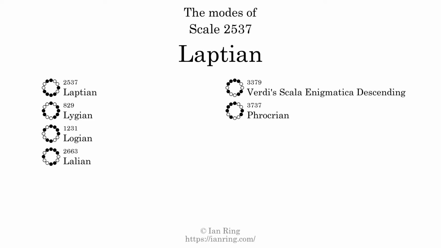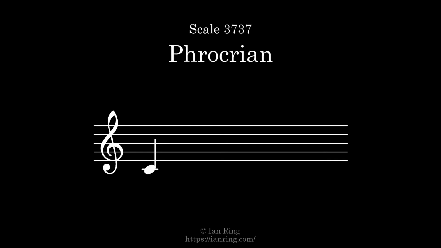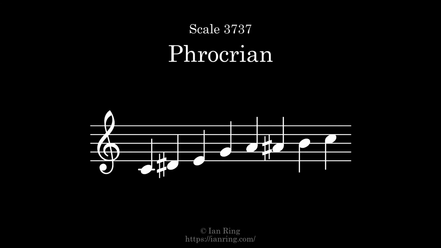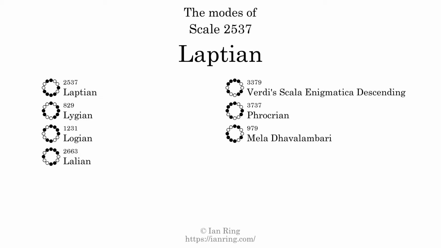The sixth mode is scale 3737, also known as Frocrian. It sounds like this. The seventh and last mode is scale 979, also known as Mila Davalambari. It sounds like this.